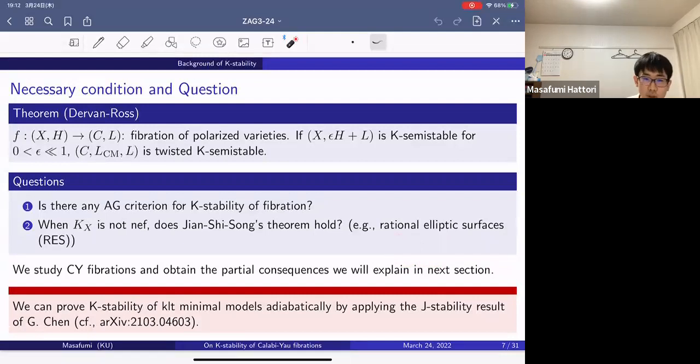Also, we study Calabi-Yau fibrations and obtain partial results, which we will explain in the next section. And here we remark that we can prove K-stability of klt minimal models adiabatically by applying the J-stability result of Hattori. And this fact is proved in my first preprint. This fact does not hold in the case of lc minimal models.